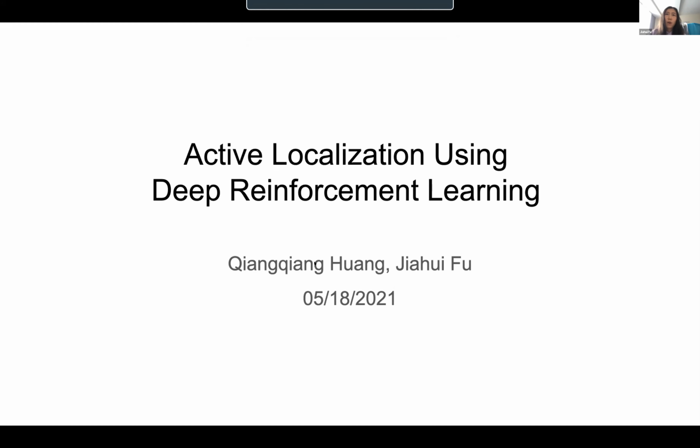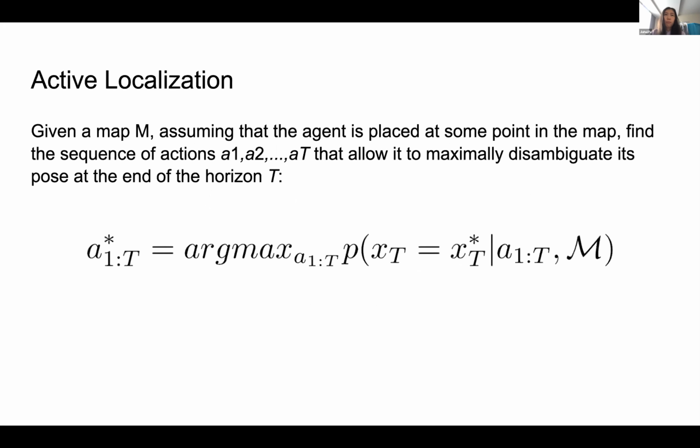Hi everyone, I'm Jia Hui, and together with my teammate Chang Qian, we did an empirical study on active localization using deep reinforcement learning. So the active localization problem can be defined as: given a map M, the agent with some sort of perception system is expected to come up with a sequence of actions so that it could best estimate its pose at each time step.